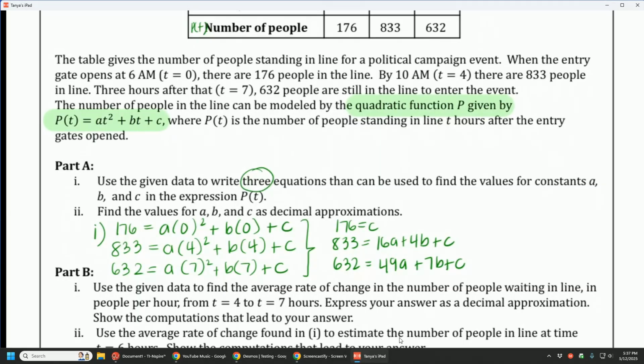Then for part 2, it just wants me to actually find the values. So we already have c. So a, b, c. We already have that c is 176 from that first equation. If you want to, you can try plugging in here and then solving this as a 2-variable system. But we're allowed a calculator, so I'm going to do that.